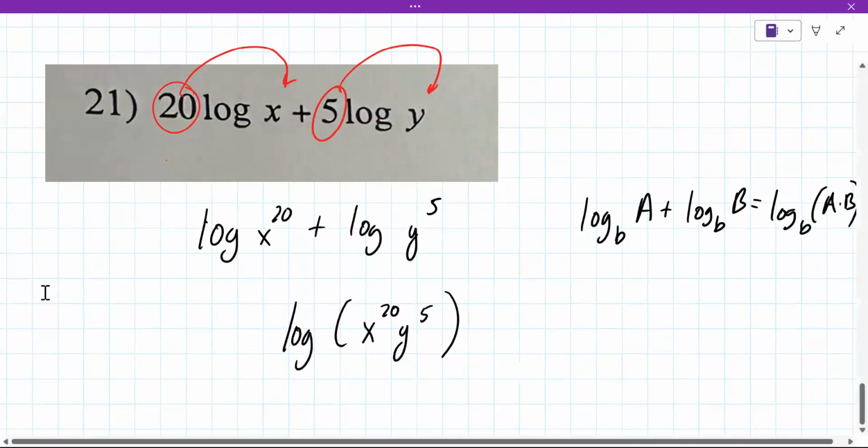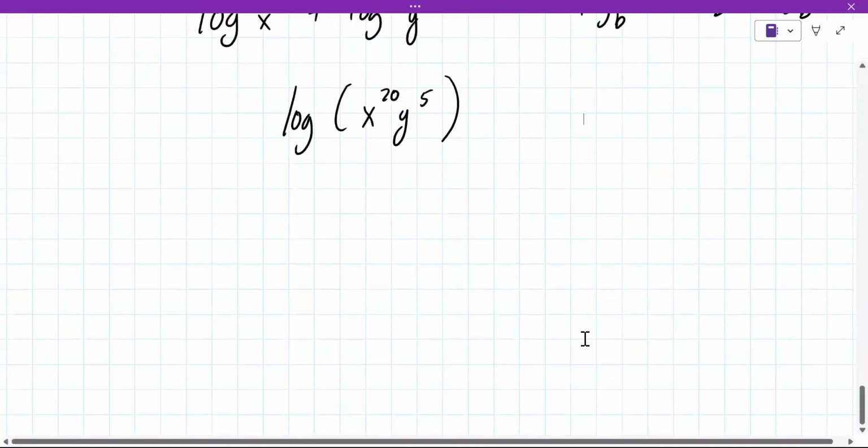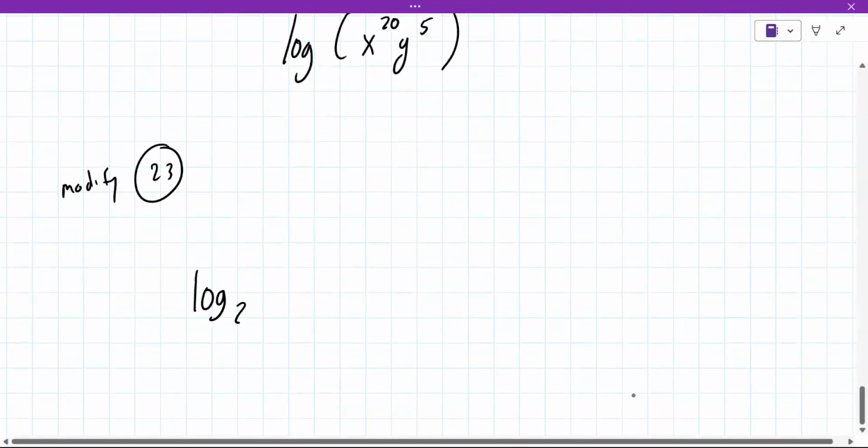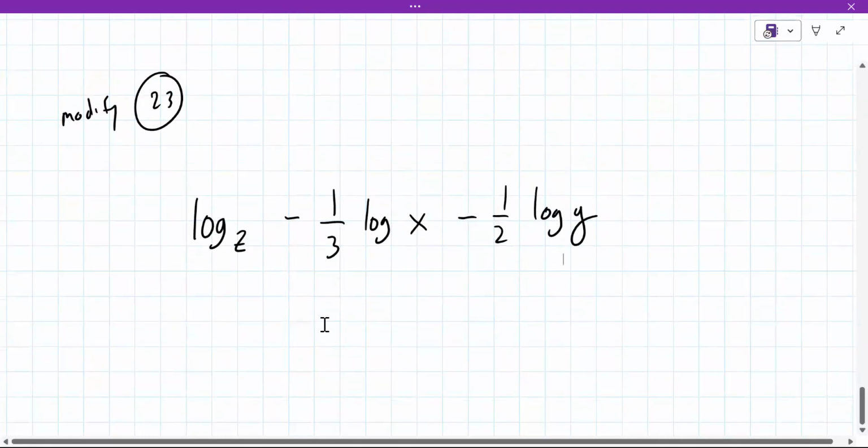I know you said 23. I would like to do 26 or 27, or maybe change up 23 to include some negatives. I'm down to do whatever you think would be best. Let me modify a little bit here. Modify 23. So we'll go log z minus 1/3 log x minus 1/2 log y. Now if the 3 is on the bottom, it's still 1/3. It's the same thing with the 2. I'm just manipulating a little bit.